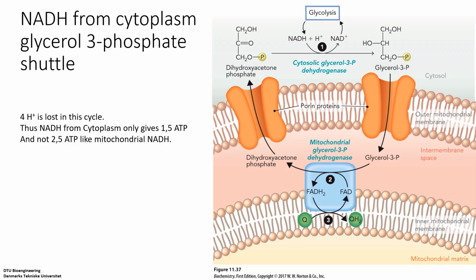So that is the main change between eukaryotes and prokaryotes, because in prokaryotes you of course don't need this, because there everything takes place in the cytosol and you don't need this transport over the membrane. So this is why eukaryotes are usually depicted as having a 30 ATP outcome and prokaryotes 32, because of this loss of 1 ATP per NADH from the second part of the glycolysis.